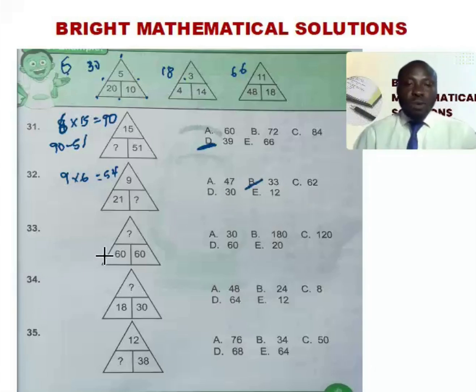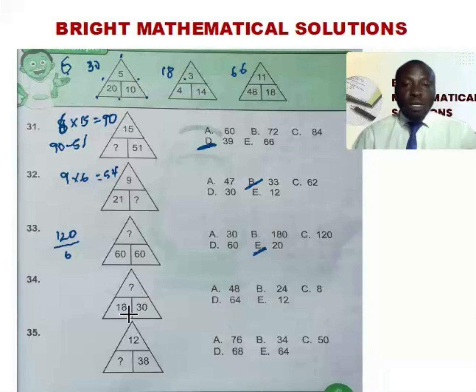So the next one, we know that the addition of these two, divided by 6, is what will give us whatever is missing here. So 60 plus 60 gives us 120. 120 divided by 6. Remember, we are multiplying this numerator by 6, so to arrive back at this, we have to divide. So 120 divided by 6 gives us 20, and that is E. So our answer is 20.